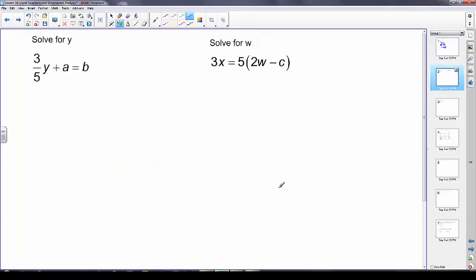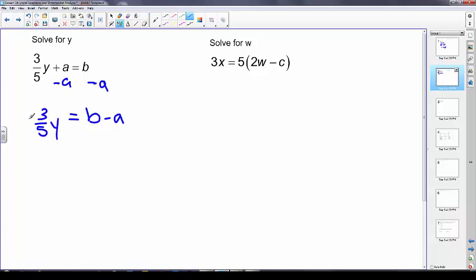So here's a couple more. In this next example, it's very similar to the first. I want to get y by itself. This time we have a fraction. So I'm going to add a negative a, or I could subtract an a, to both sides of the equation. Again, no like terms, so I just have b minus a on the right and 3/5 y on the left.